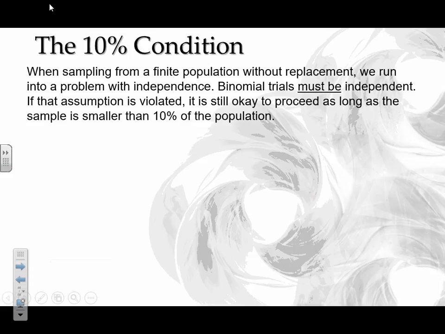Real quick, 10% condition. Now, our entire problems are set upon the idea that those 4 conditions are being met for our binomial setting. Now, when sampling from a finite population without replacement, we can sometimes run into a problem with independence. So binomial trials have to be independent. If they're not, we cannot use a binomial setting. So if the assumption is violated, if we don't have independence, we can still proceed as long as our sample is less than 10% of the population.